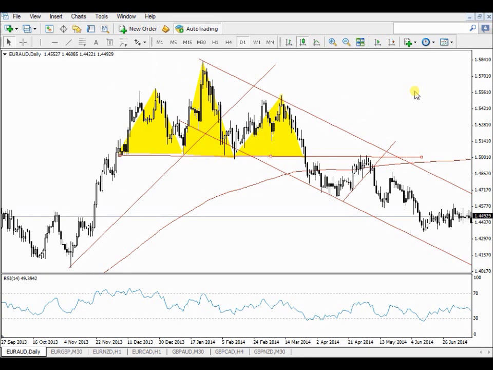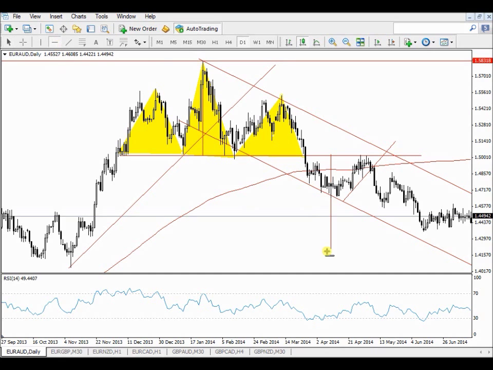And how do I know what the rules of the head and shoulder pattern are? What is my target? The target of a head and shoulder pattern, if you sell the support, is the distance between your neckline and your head. That distance will be the target down here. So this price here will be your target, 14213.